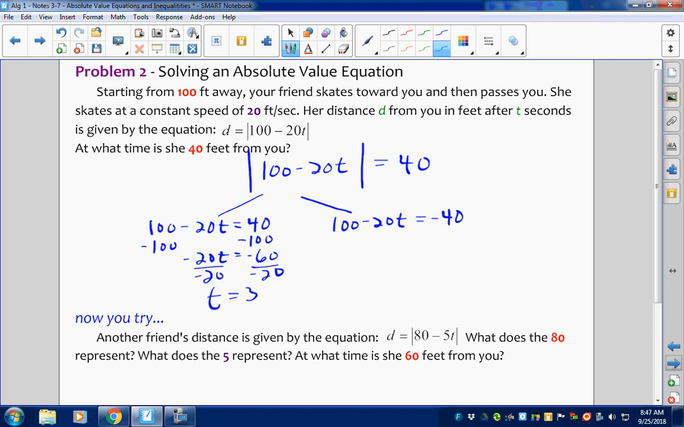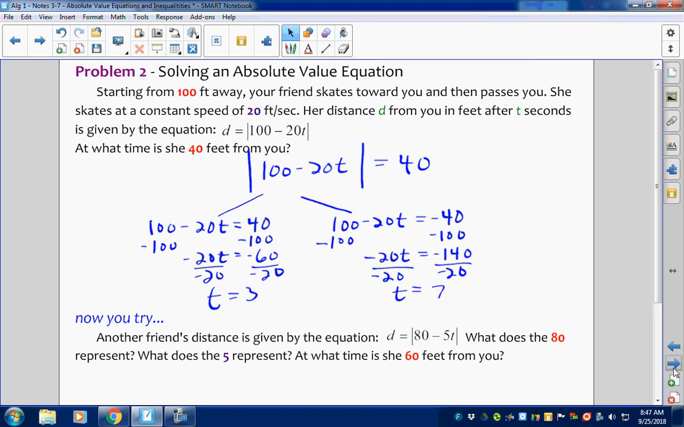The other one here, same process, subtract 100 from each side. So I have negative 20t equals negative 140, and then divide by negative 20. So t equals 7. So the other time that she's 40 feet away from you is 7 seconds later. If you put 7 seconds in here, 100 minus 20 times 7 is 140, gives me negative 40. And the absolute value of negative 40 would be 40 feet away from me.